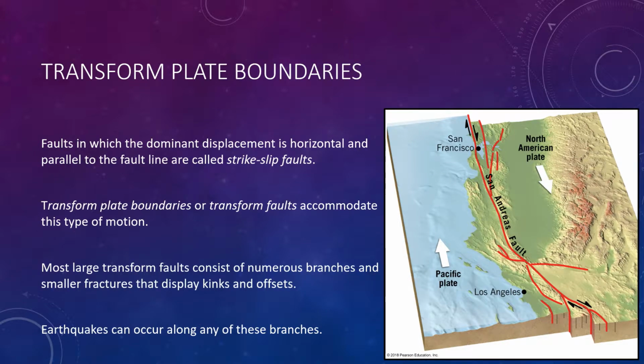Faults in which the dominant displacement is horizontal and parallel to the direction of the fault trace, that is, the line where the faults intersect Earth's surface, are called strike-slip faults. Transform plate boundaries, or simply transform faults, accommodate this type of motion between two plates. For example, the San Andreas Fault is a large transform fault that lies between the North American plate and the Pacific plate. Most large transform faults are not perfectly straight, nor are they continuous. Instead, they consist of numerous branches and small fractures that display kinks and offsets. Earthquakes can occur along any of these branches.